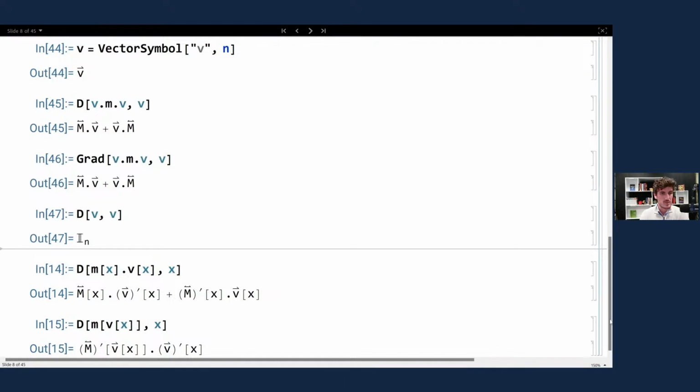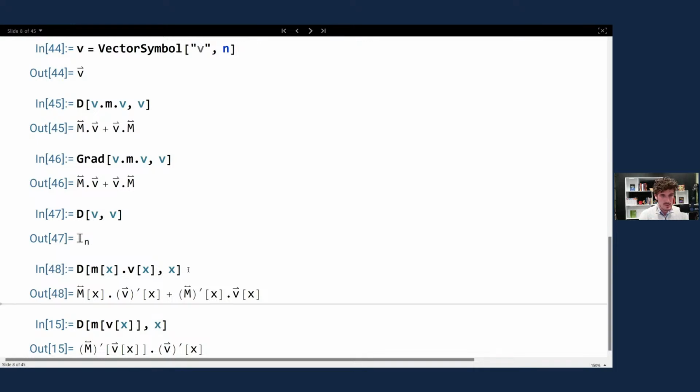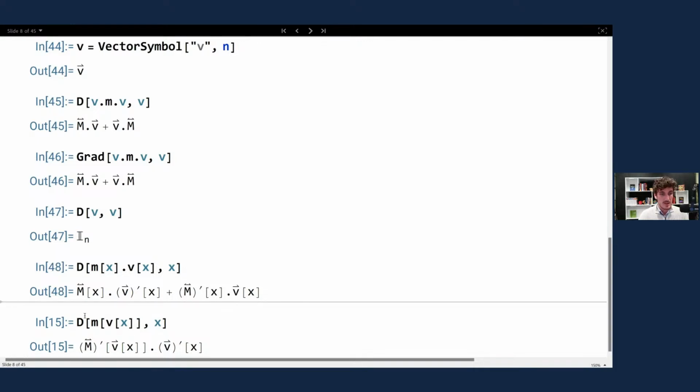So what we want to do is show the derivative of the dot product of M and V with respect to x. Okay, this is it. And this is an example of the chain rule working with matrix and vector functions. So this is M of V of x. Okay, and this gives you just the normal chain rule result.